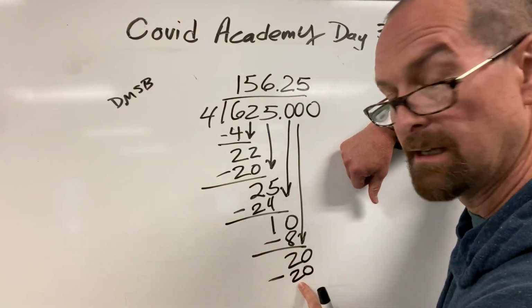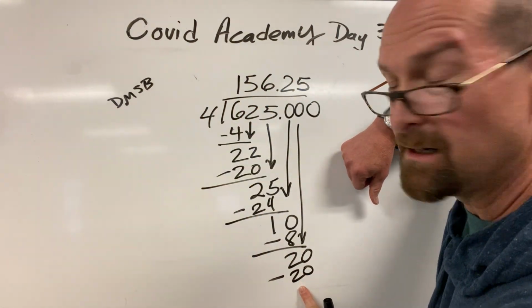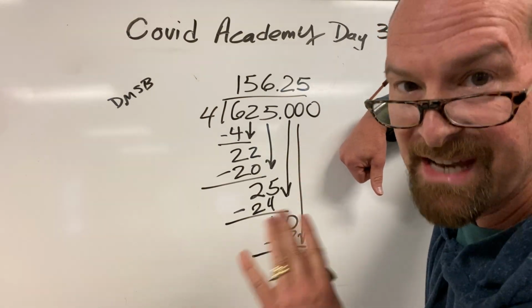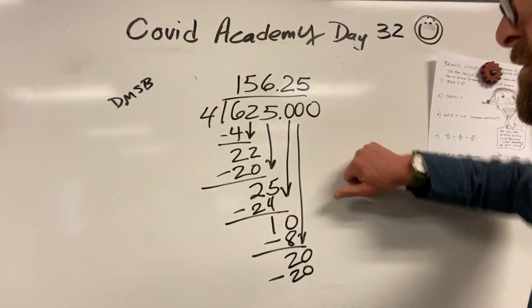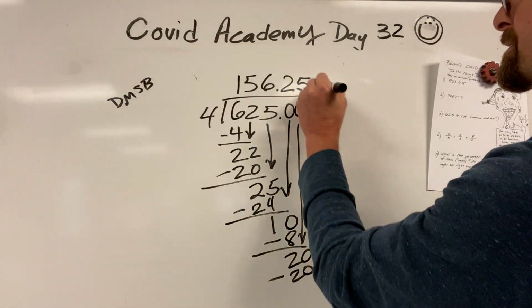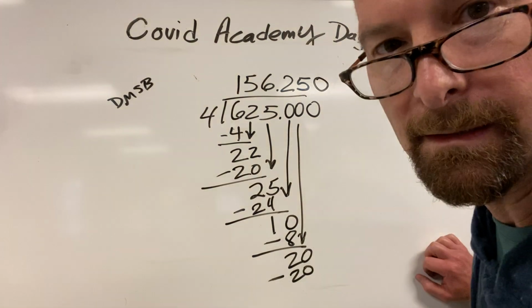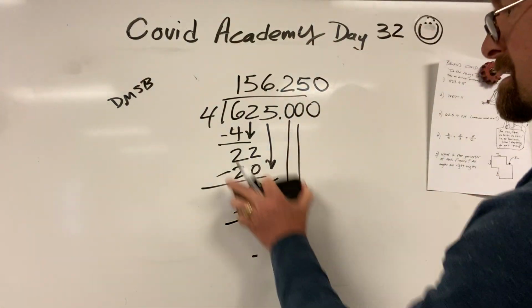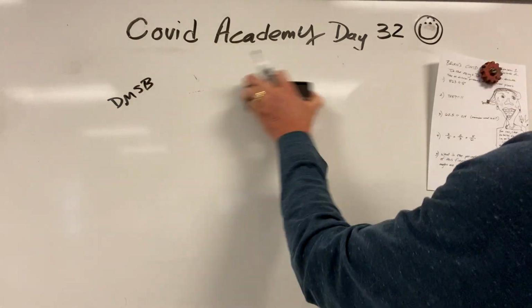Anytime you subtract and you're down to zeros and there's nothing to bring down but zeros, you're done with the problem. Just stop. That's your answer, 156.25. I said 3 decimal points. If you really want to get technical, you could stick another third decimal on there, but you don't have to because that doesn't change the value. Okay? All right. Let's do the next one.